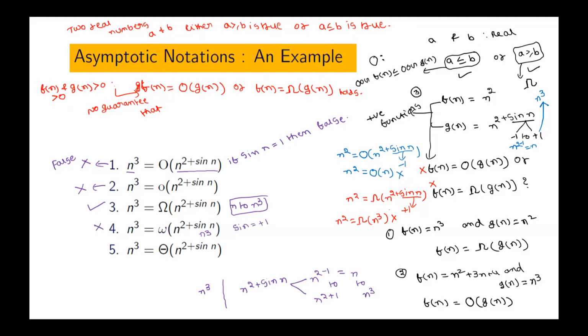What about the fifth one? It is false, sir. It should be equal actually. The order of growth should be equal for both. Here it may become n to n cubed or anything. That means automatically it is false.